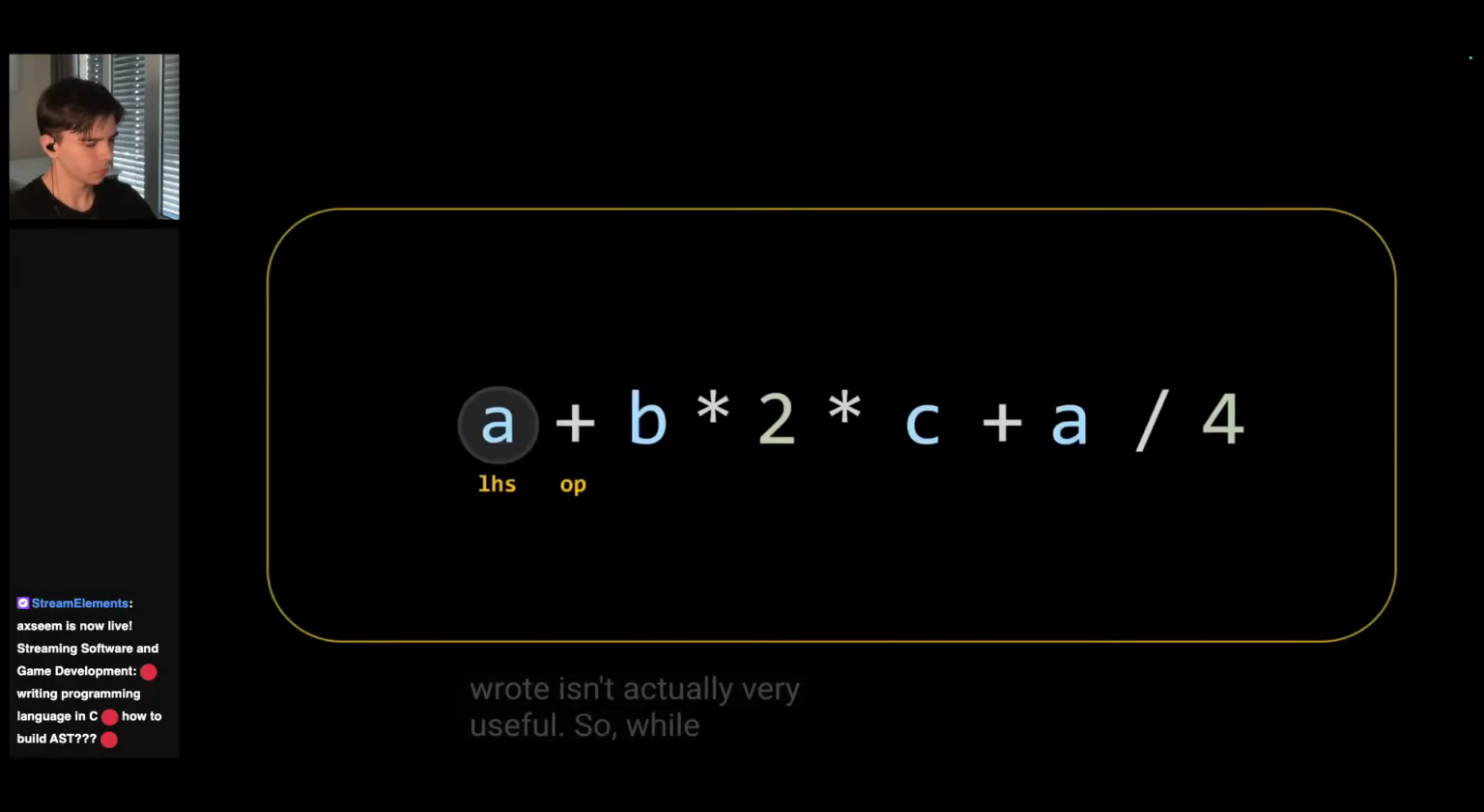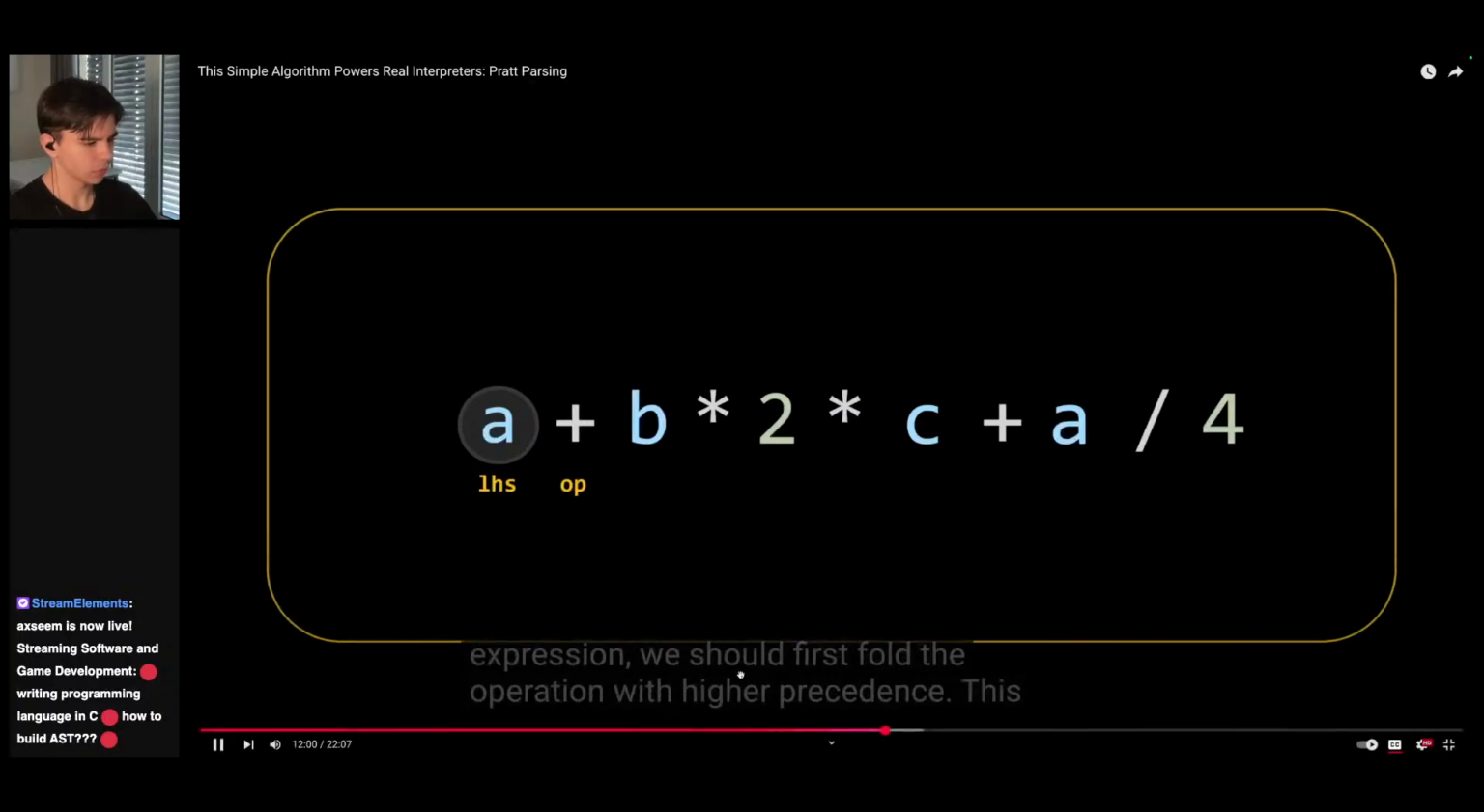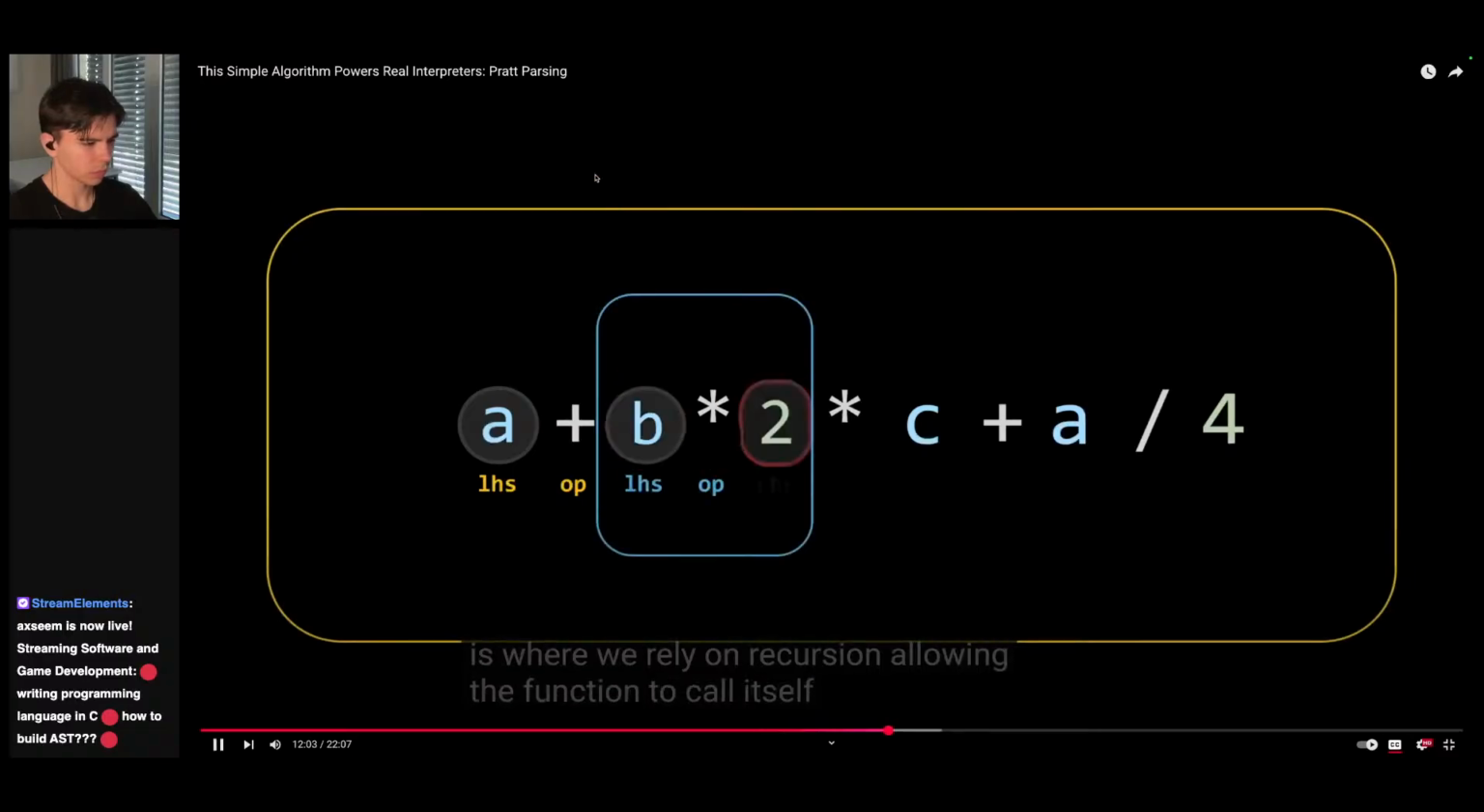So while iterating, before parsing the current part of the expression, we should first fold the operation with higher precedence. This is where we rely on recursion, allowing the function to call itself to handle inner expressions.